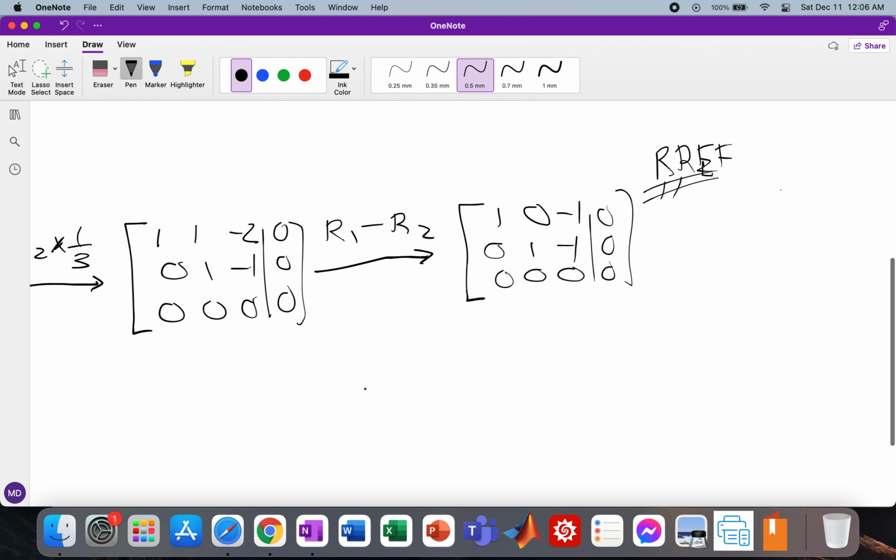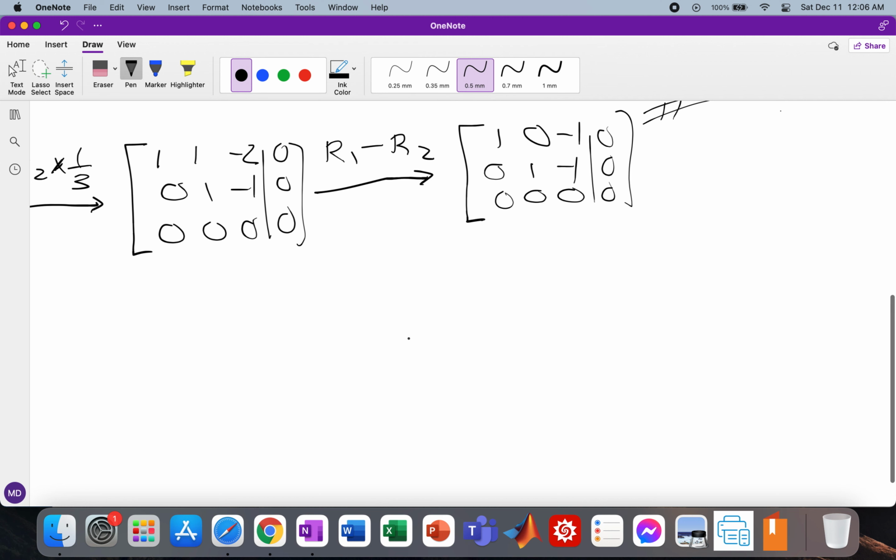Now, once we have row reduced echelon form, we want to actually get the general solution. So we want to solve for x1, x2, and x3. Now we can't just say x1 equals some number, x2 equals some number, because these are non-zeros, right? So it's not like a unique solution. So if we look at what the equations mean here, let's look at the first row.